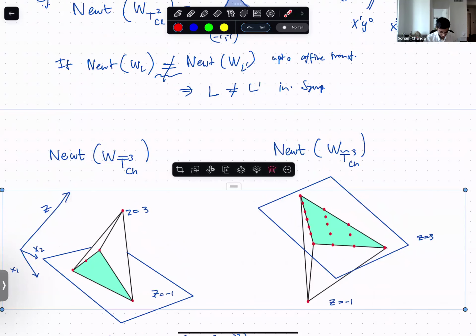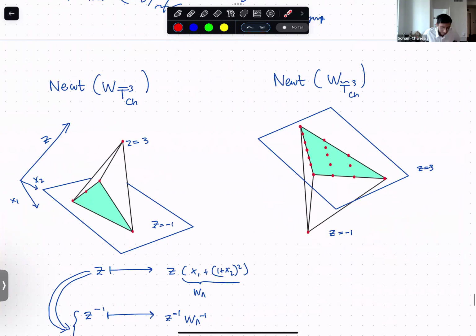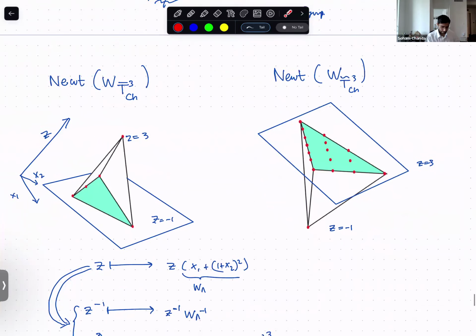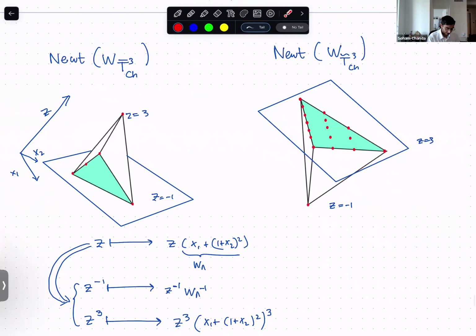I will just tell you what the Newton polytope of the Biran lift was. This is from this 23 paper, and the polytope looks exactly like this. This is the z direction, this is the x1, x2 direction, and the polytope for the Biran lift of the Chekhov torus has a triangular face. These red dots are the integer points. They correspond to the monomials.